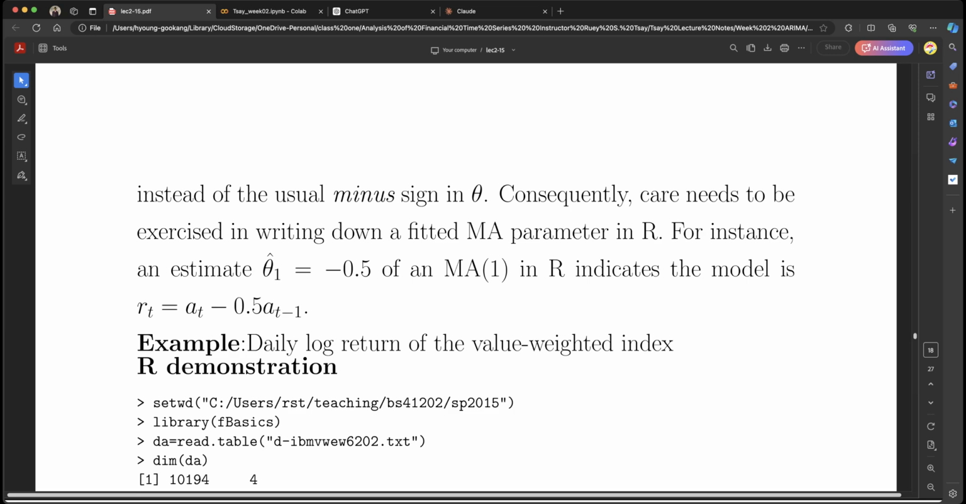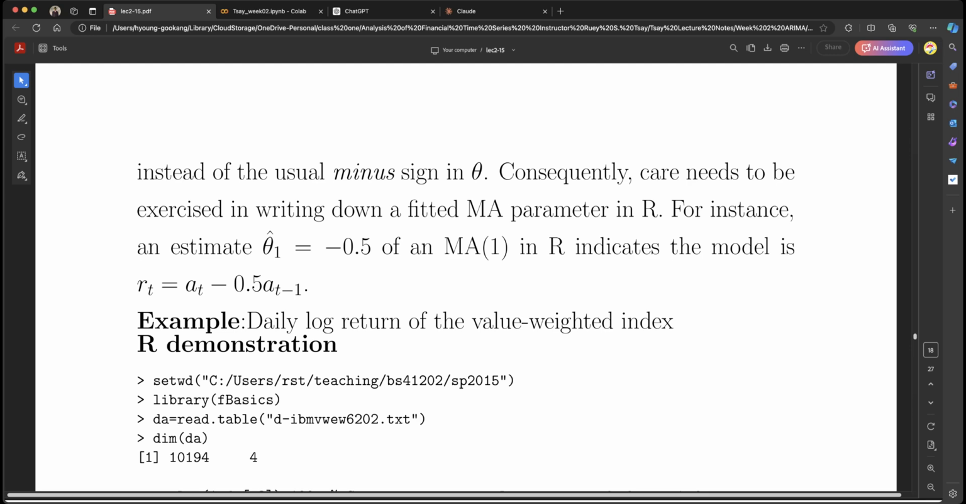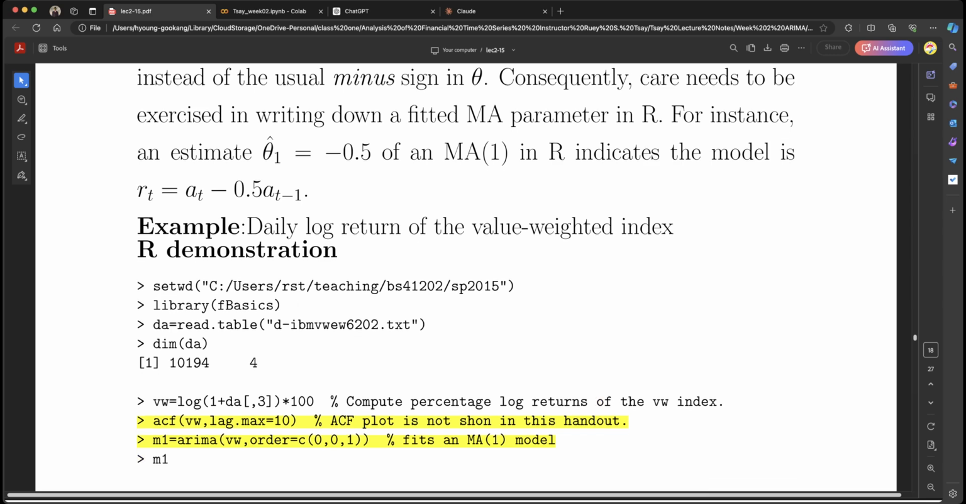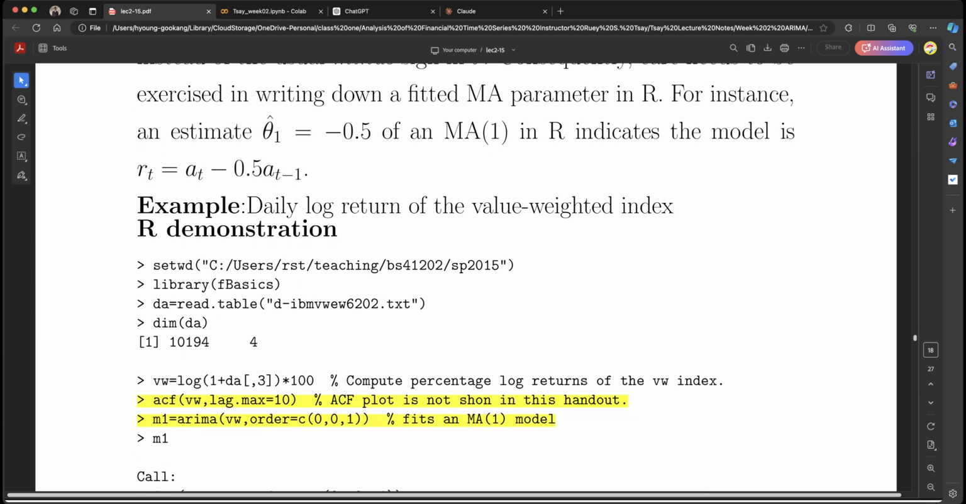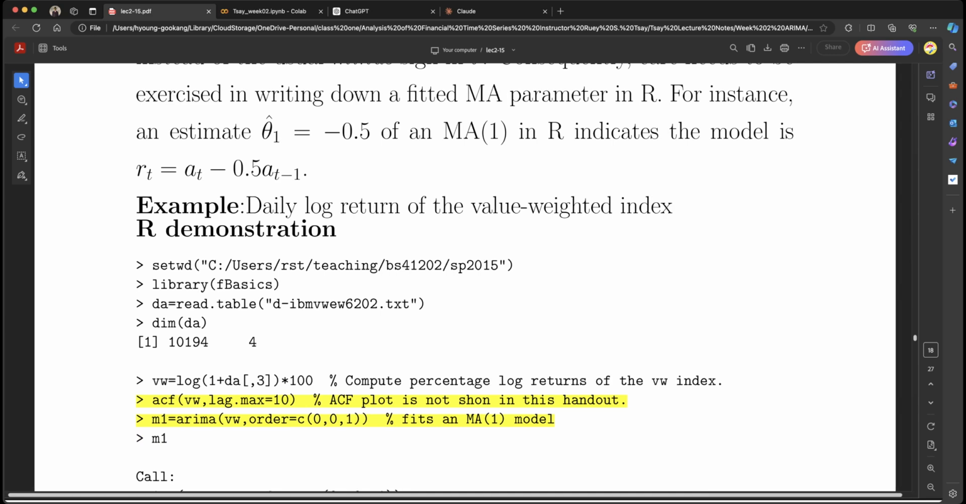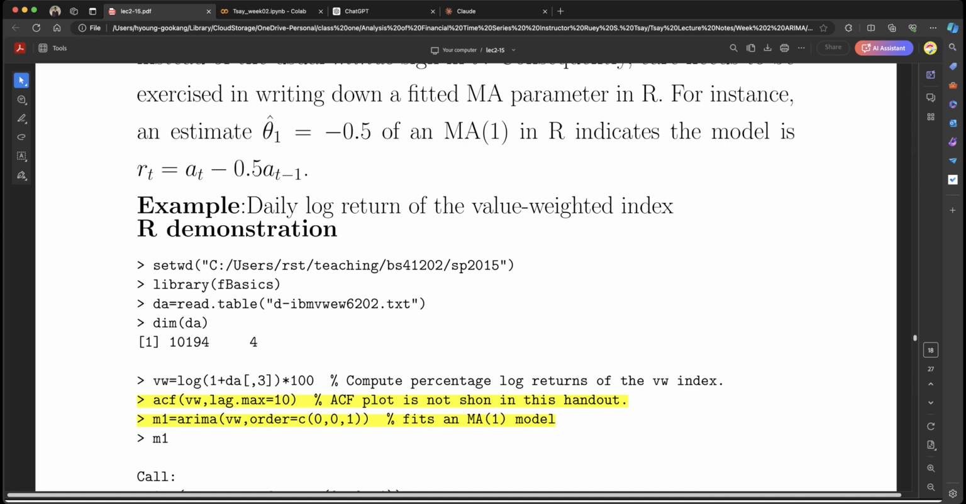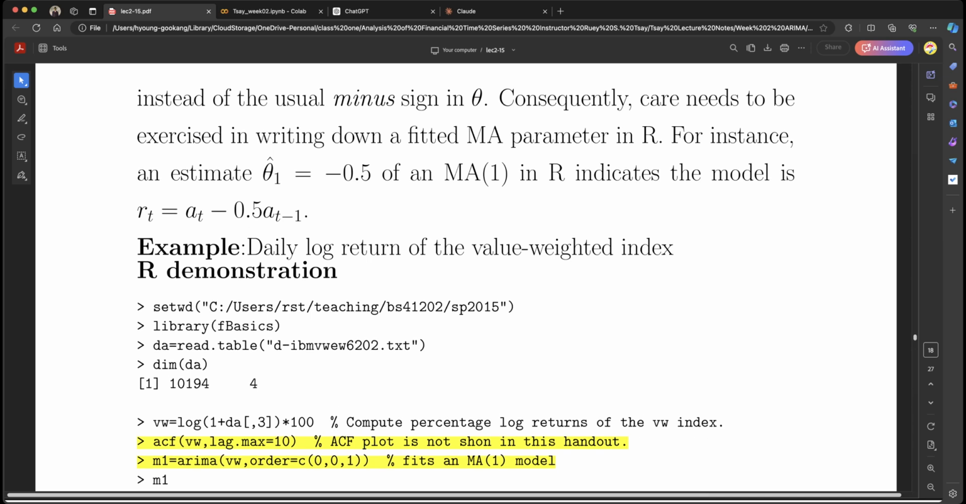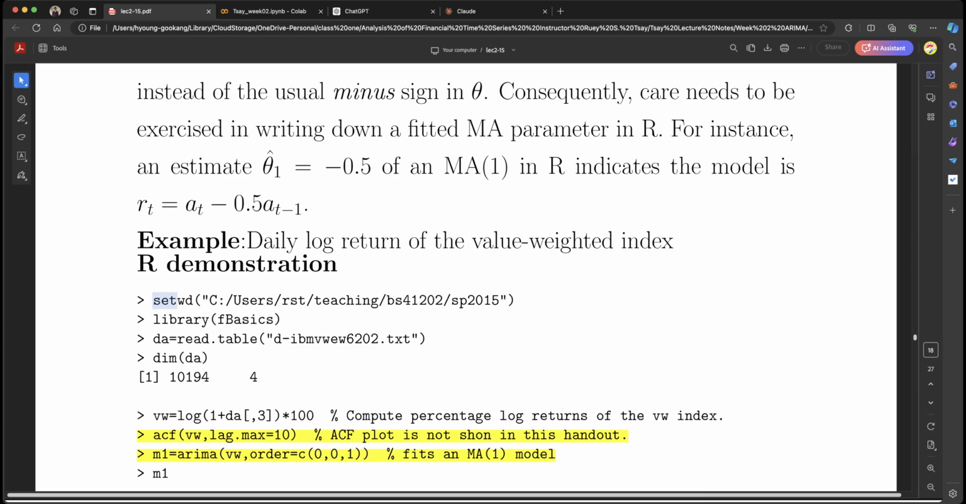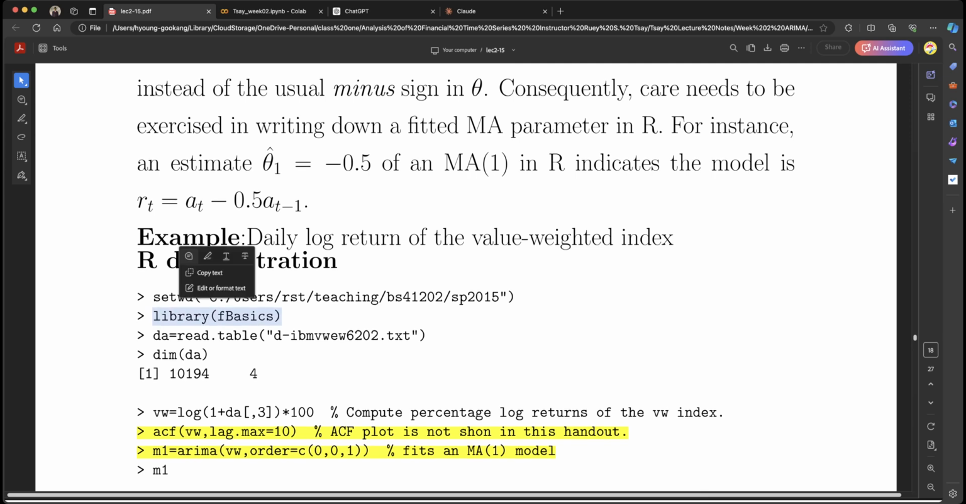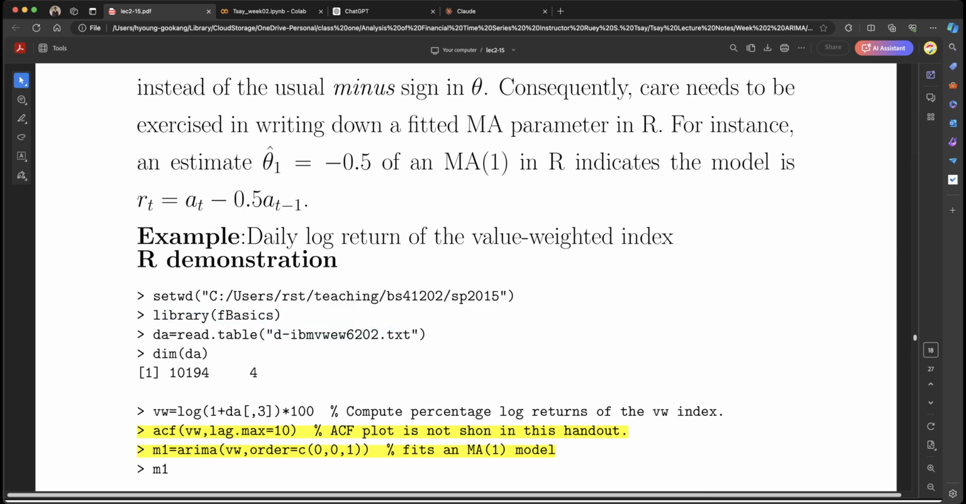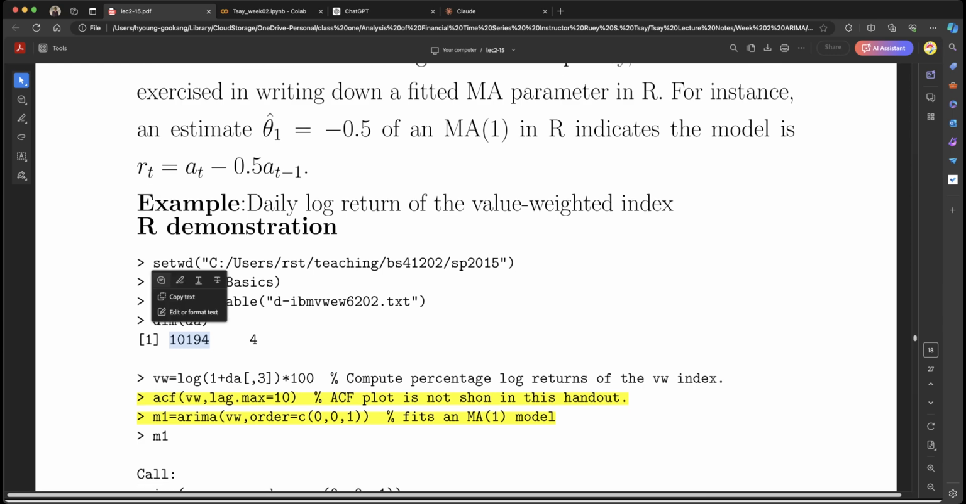So this is the code. Again, it would not be so difficult to transform this into Python. I won't do that because Claude or ChatGPT can do that. So here we set the working directory, and then in R we call the library fpp2, and this is the name of the data. It is in our folder, and the dimension of this data is 10,194 rows and 4 columns.